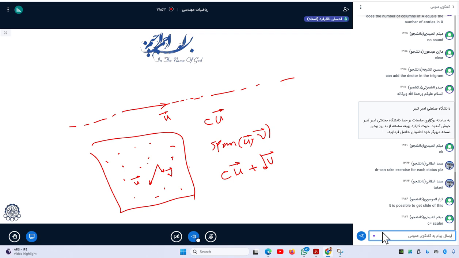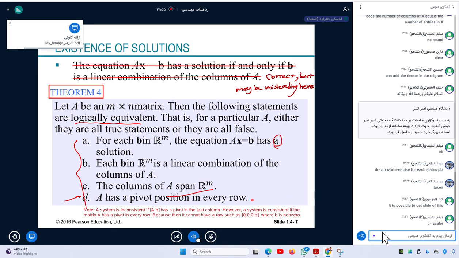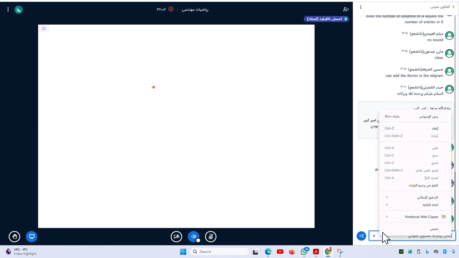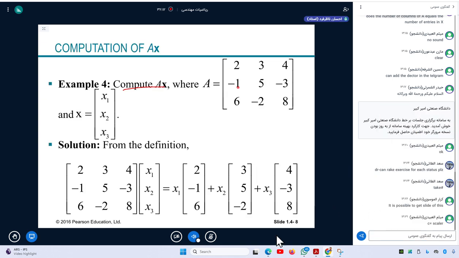And also you need to pay attention to the last one. So let's go through some examples. Compute Ax where A equals 2, minus 1, 6, 3, 5, minus 2, 4, minus 3, 8, and x is x1, x2, x3.